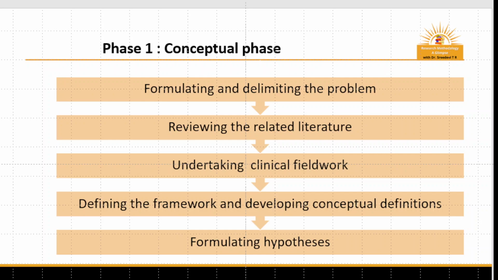Then comes reviewing the related literature. This is the second step, reviewing the related literature. It is a detailed review of existing literature related to the topic of study. Reviewing the related literature gives an overview of current knowledge, helps to identify relevant theories, methods, and gaps in the existing research.